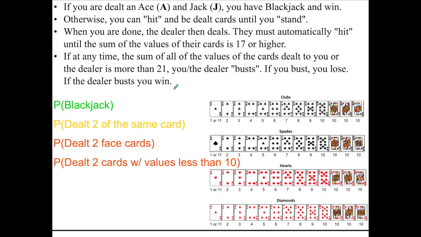Okay, what's the probability of being dealt 2 of the same card? So by that I mean a 5 and a 5, a 9 and a 9, a king and a king, whatever, and another one of a different suit. What's the probability of being dealt 2 face cards? So that is to say, of being dealt 2 cards that are jacks, queens, or kings. And finally, what's the probability you're dealt 2 cards with values less than 10? Because that could potentially be good or bad depending on what the actual sum is. So these are the 4 questions we need to figure out.